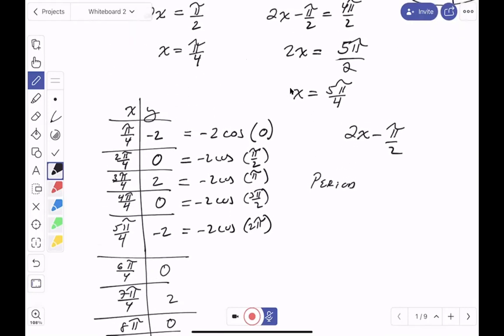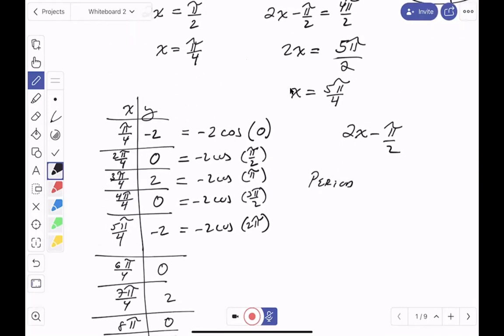Well, I hope you remember it's going to be the ending of it, which is 5 pi over 4, the upper part, minus the lower, pi over 4. And what would that give me? 4 pi over 4, which is just simply pi.